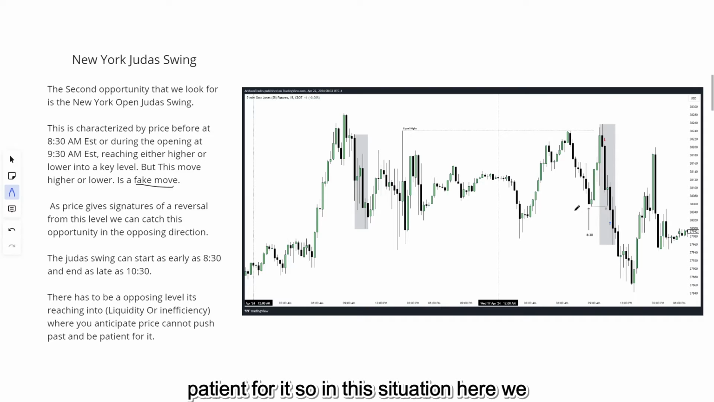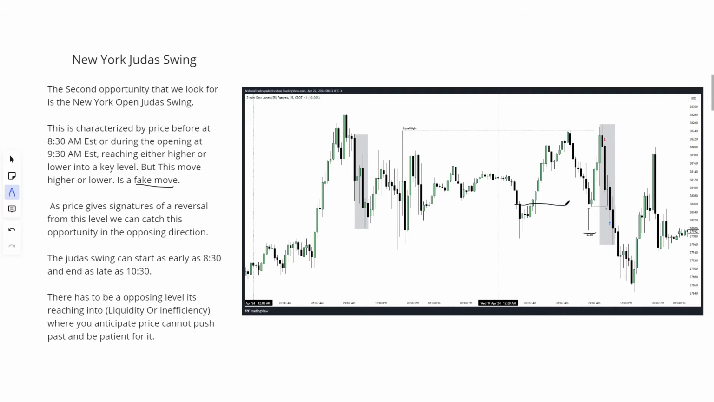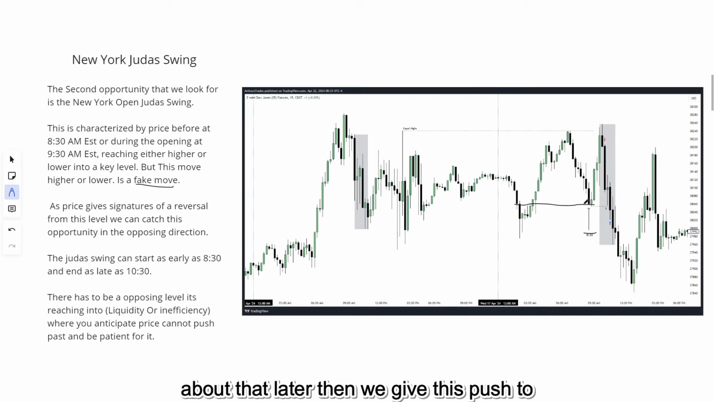So in this situation here, we have the 8:30 a.m. Judas swing. We came lower, we created this low here, looks like at this bullish order block level. We'll talk more about that later. Then we gave this push to the upside, which then took out these highs, this high and this high. These are equal highs. Price then took out these equal highs as we open up at 9:30. We had that 8:30 Judas swing. After taking out that high, we then gave this reversal pattern, which we'll talk about a little bit later. And then we took shorts here on this bearish engulfing candlestick all the way down here, taking out this 8:30 low.